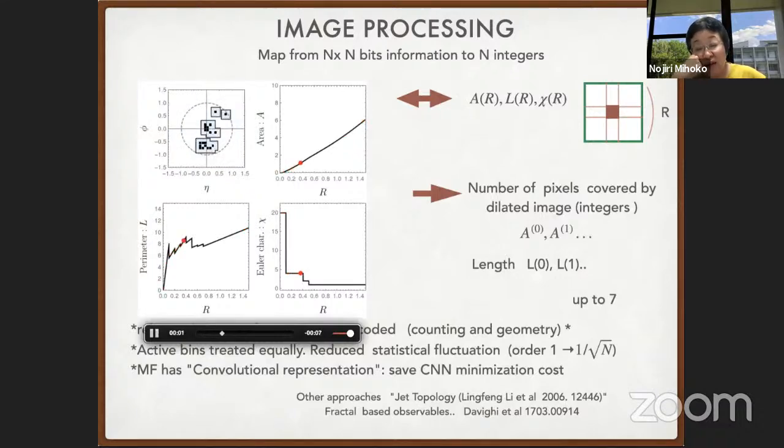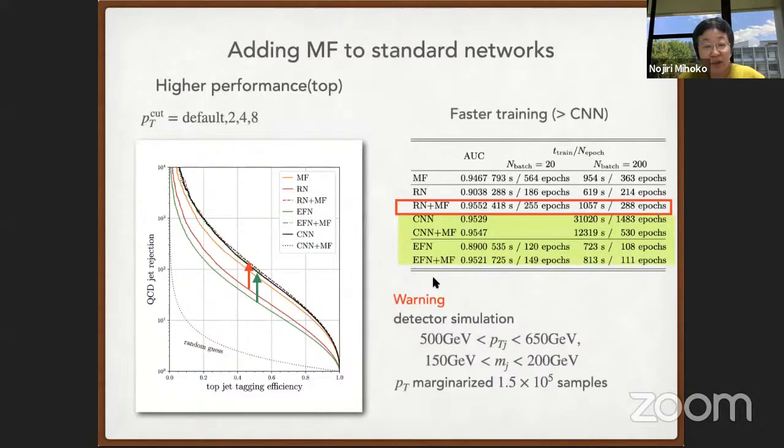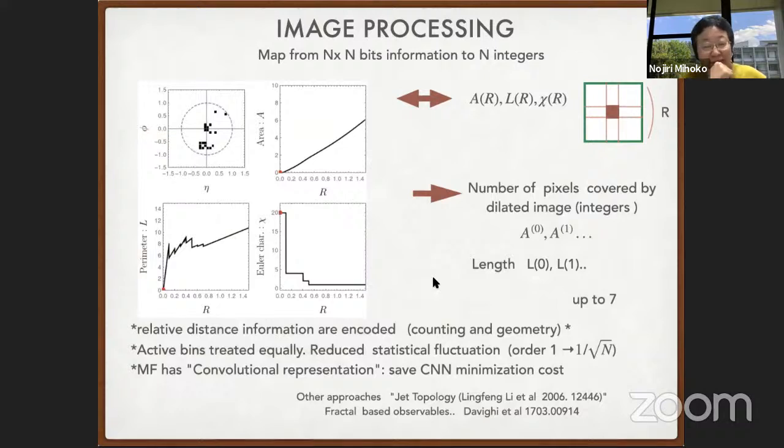This is nice because all particles are treated equally, the geometry information is encoded, and it has reduced statistical fluctuation, which is nice in machine learning. And the Minkowski functional has a computational representation, so it saves time and minimizes the computational cost.